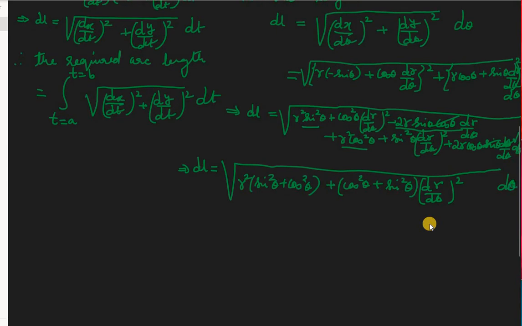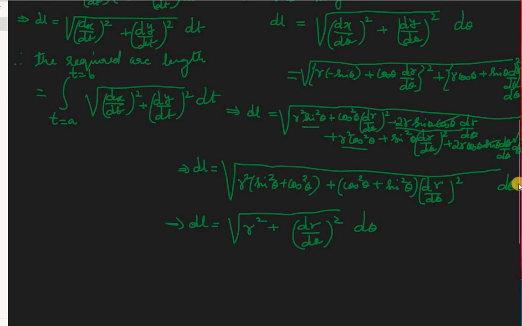So now what is this value? It is 1. Here also this is 1. So this will give you dl is equal to the square root of r square plus dr d theta the whole square into d theta. So this will be the arc length in polar form for that small portion only in that curve. So it will be the square root of r square plus dr d theta whole square d theta.